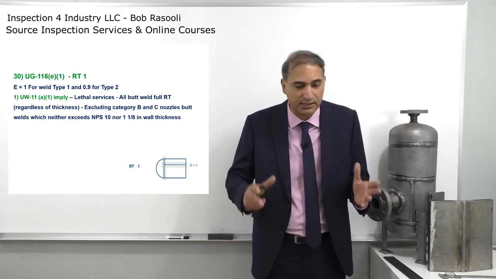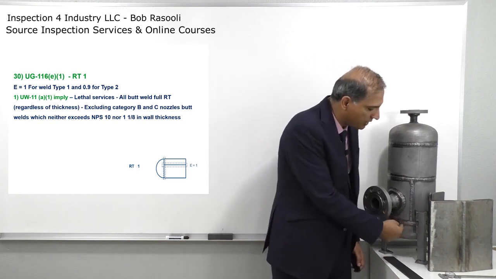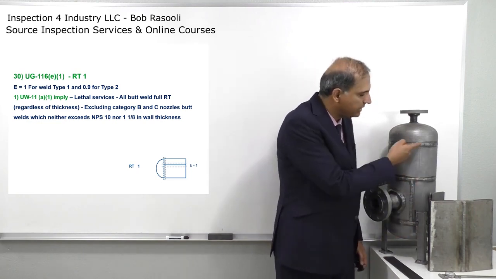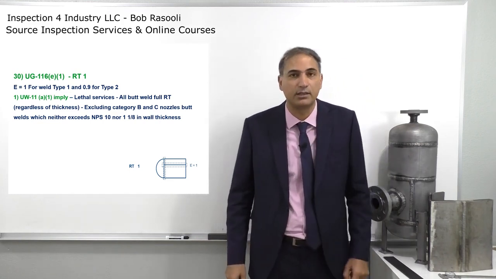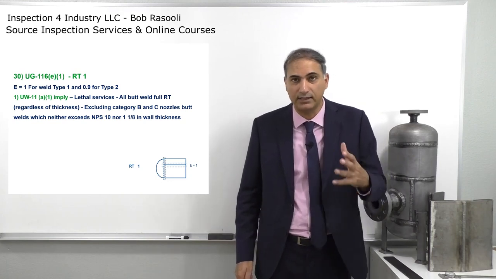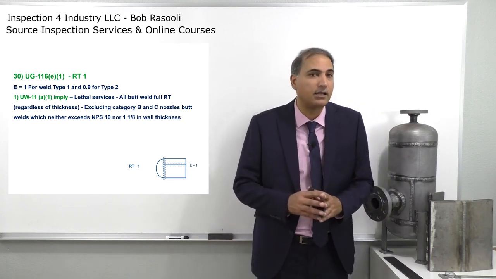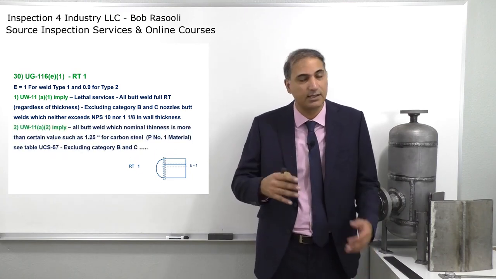But if you consider this pressure vessel as lethal service, this joint, this joint, this joint, this joint should go to full radiography, and I also get the joint efficiency 1 in my design formula to calculate the wall thickness. There's another case where the code requires full radiography similarly.